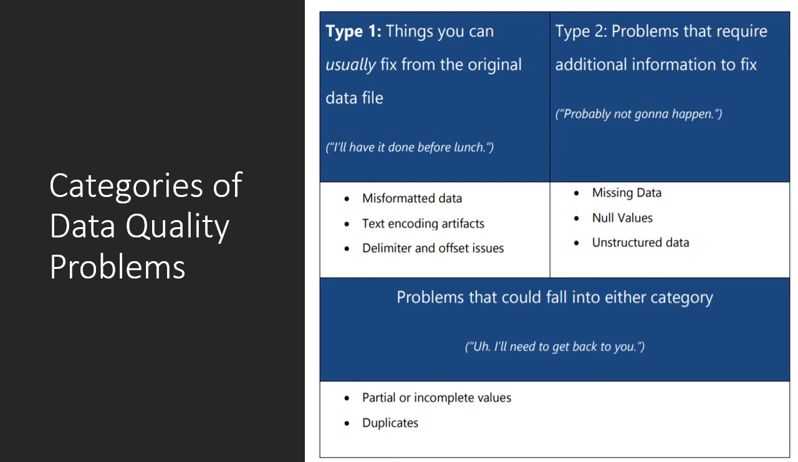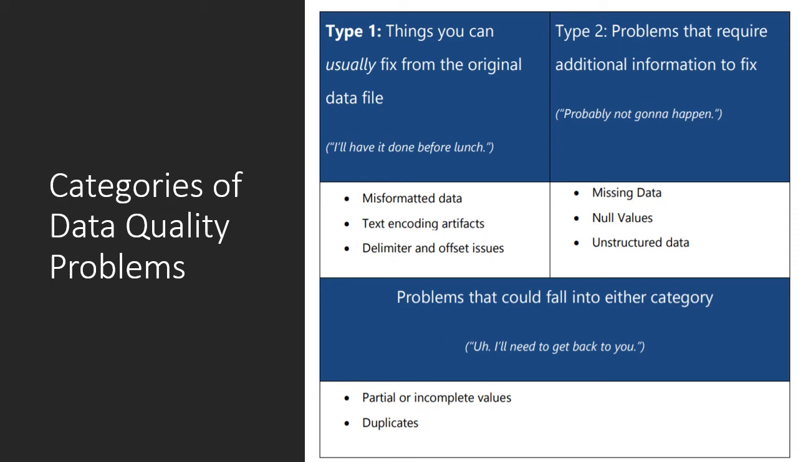But type number 2 requires you to have additional information to fix it. For example, you have some missing data. Maybe you have to trace what the missing data is, and then you have to decide what the null value means. Is it a legitimate or illegitimate kind of null?